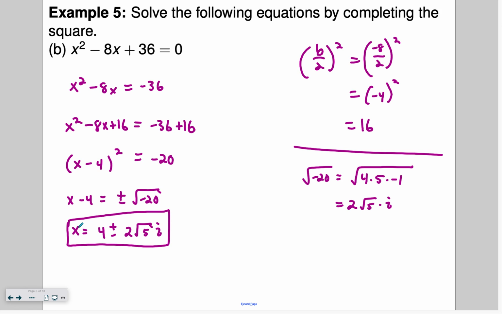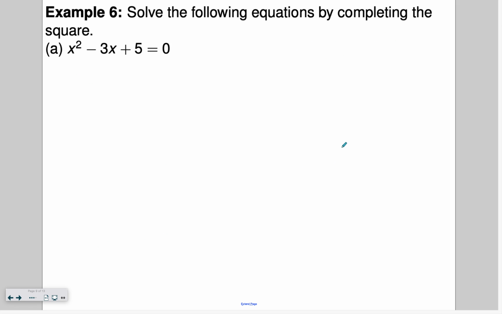You guys try this last one. If you get stuck, unpause the video and watch. Yada, yada, yada. You get the picture. We can do this. Constant on the right. x squared minus 3x equals negative 5. Yes! Add b over 2 squared to both sides. Now I'm removing the scaffolding. We're removing the scaffolding. b over 2, well, that's negative.